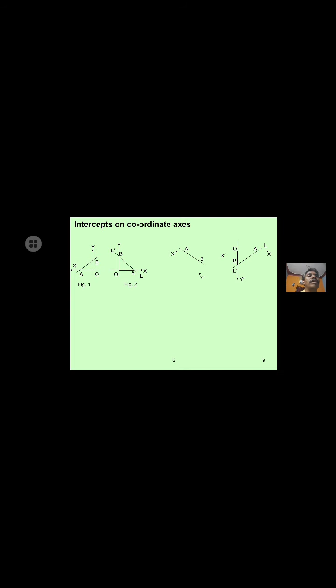And look here, L dash is a line and it intercepts at A and B on the x-axis and y-axis respectively. Like this you can see in figure 3. So in figure 2 we can say it is the first quadrant, in figure 1 the second quadrant, in figure 3 the third quadrant, and figure 4 the fourth quadrant. So the part of a line or a plane cut off by another line or plane is an intercept.